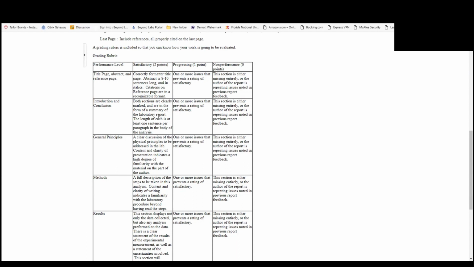Now, progressing, just half of the points, 10 points: one or more issues that prevent a rating of satisfactory. Non-performance, you get 0 points. So if you send me a lab report without general principles, you will get 0 for that section. So this section is either missing entirely, or the author of the report is repeating issues noted in previous report feedback. So here is the rubric, okay?